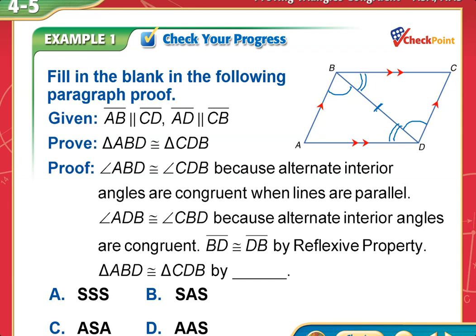So think about which postulate it is. Is it side, side, side? Go ahead and pause your video to make your choice. It's going to be angle, side, angle: angle, the included side, and then the next angle. Therefore, ASA.